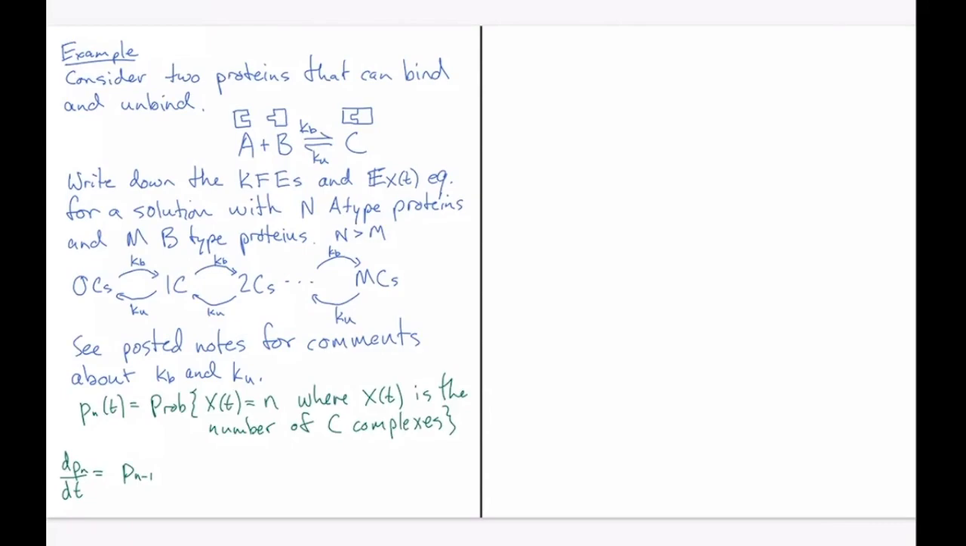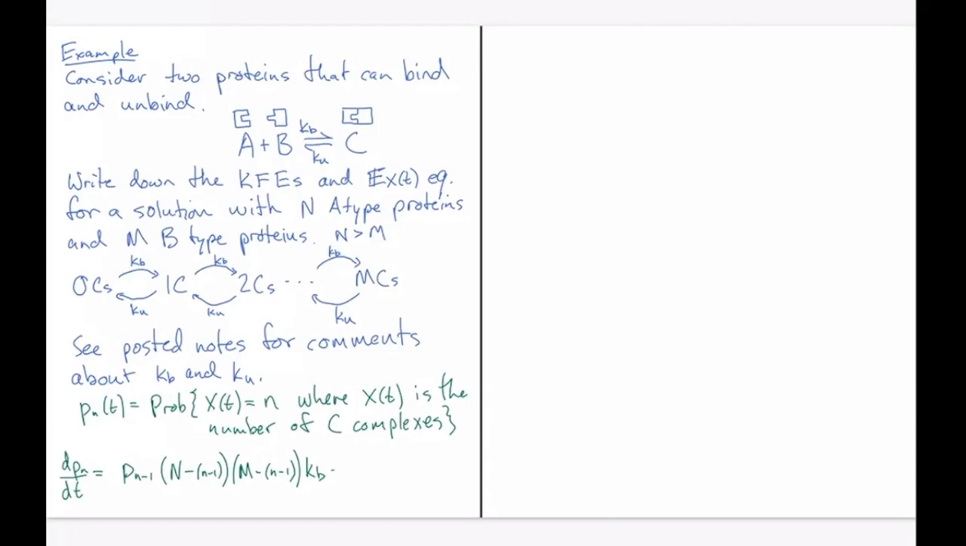Well, we have to count up the A's and the B's. So there are n minus 1 type A molecules, and there are m minus (n minus 1) B molecules. And those are all the possible ways that I can have two of the A's and B's present combined to make a C, and those all happen with a rate KB. So if you go through from the plus delta t kind of derivation, this is a term that should appear somewhere in your calculation early on.